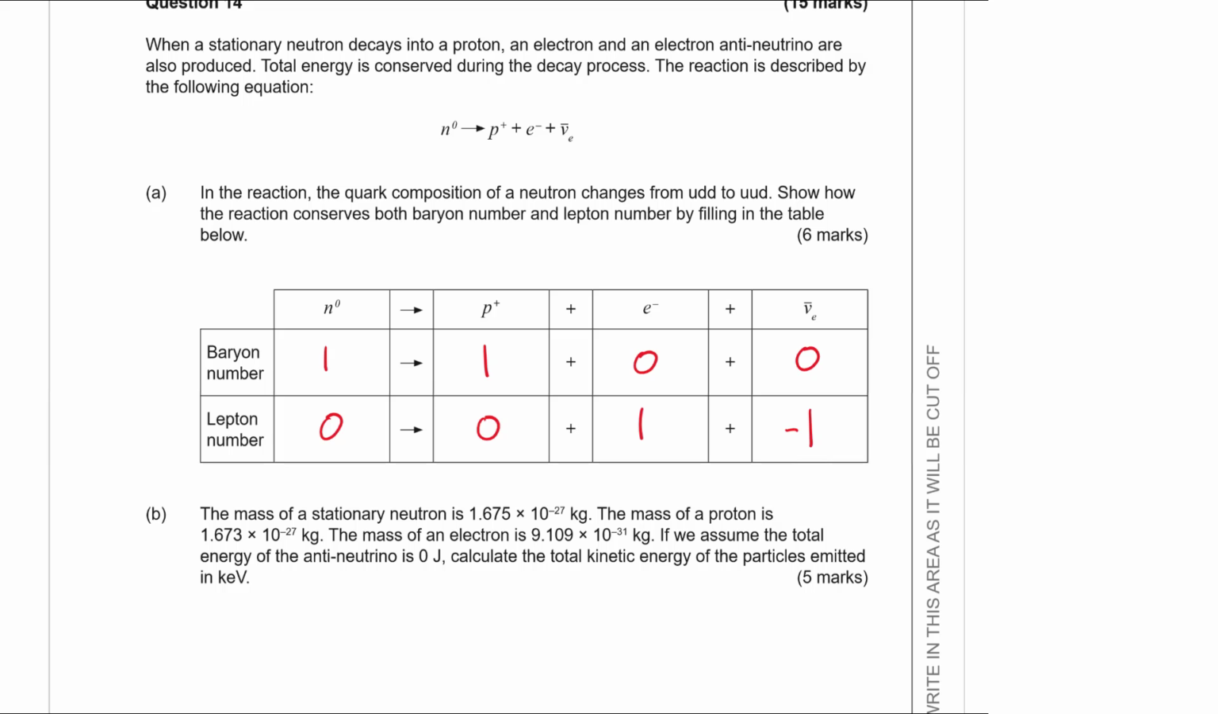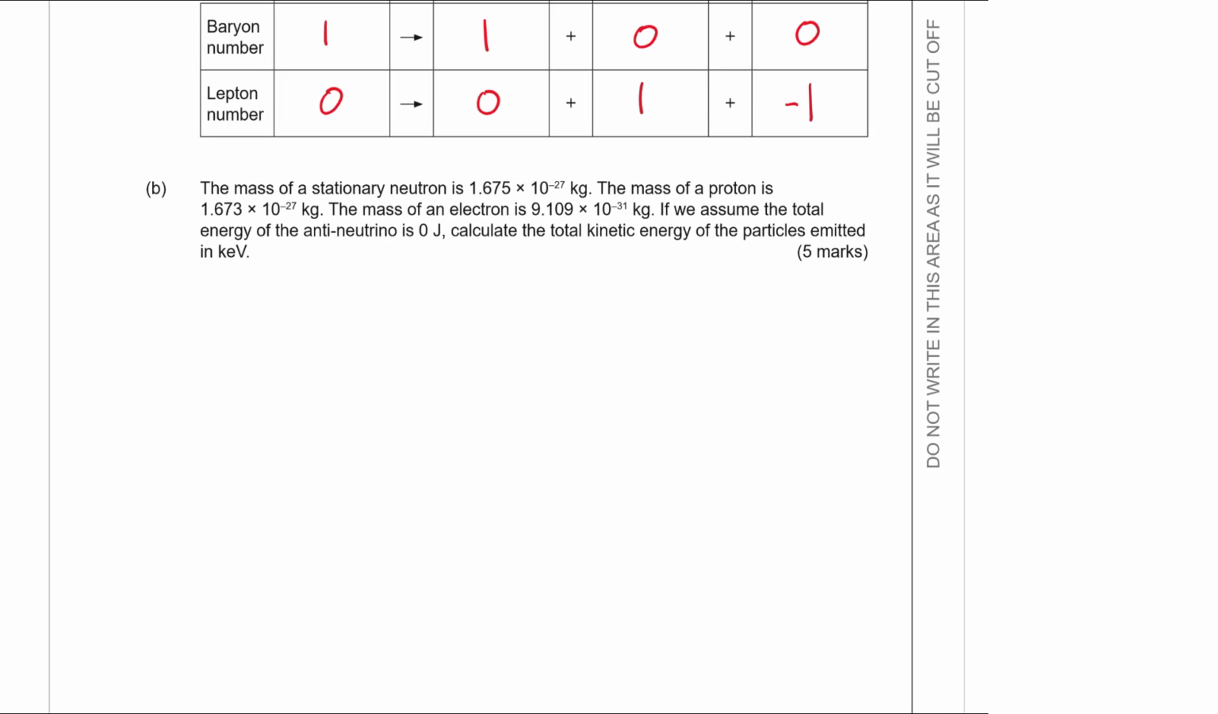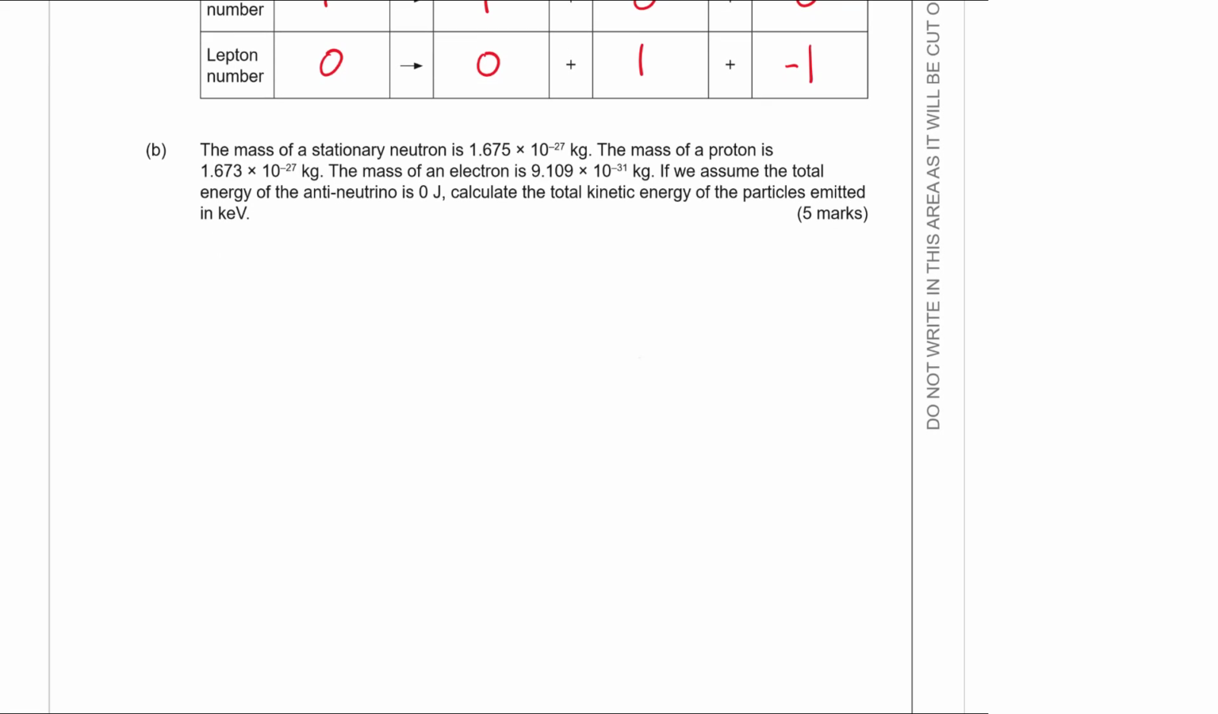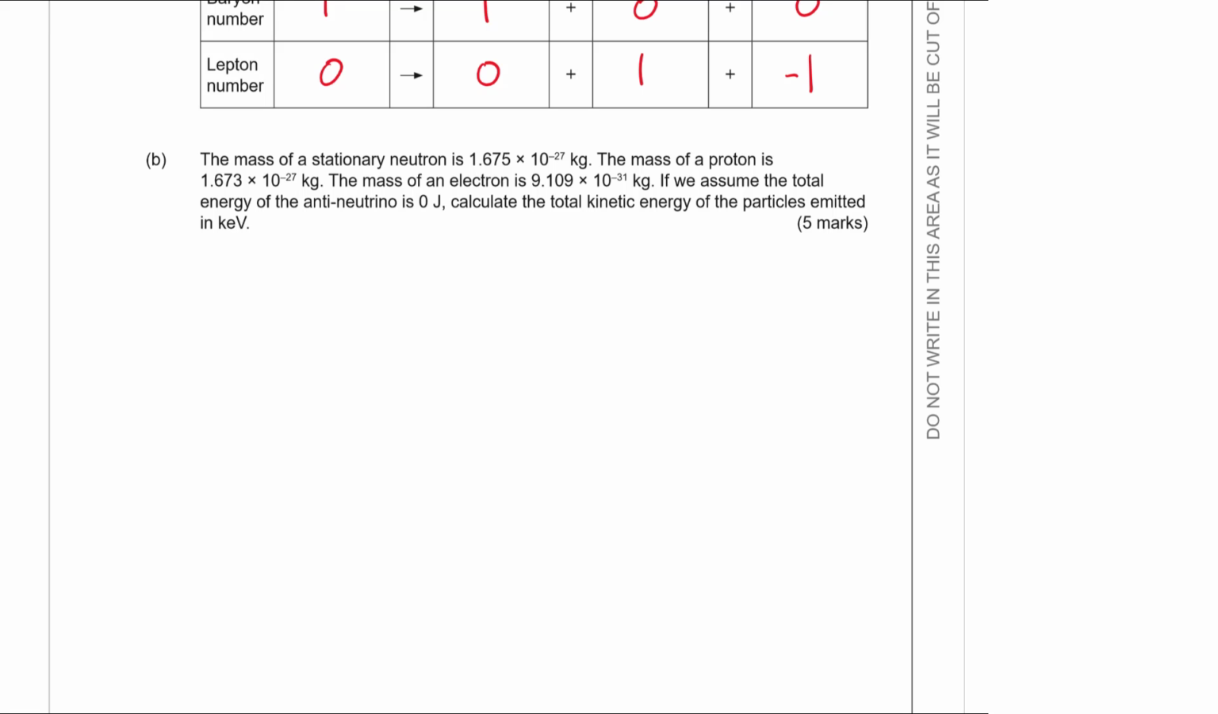because it's antimatter, the electron antineutrino has a lepton number of -1. Part B, it tells you the mass of the neutron, and then it's telling you what the mass of the proton and the electron is, and it's saying to assume that the antineutrino has 0 energy, so you could say that has a 0 mass essentially.